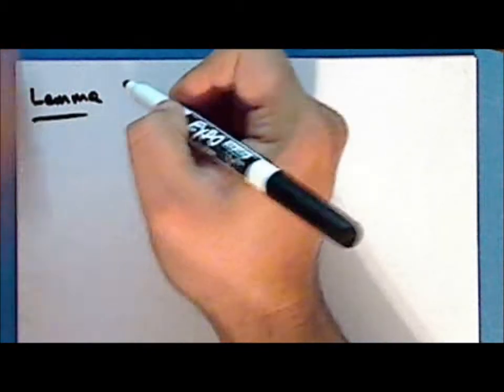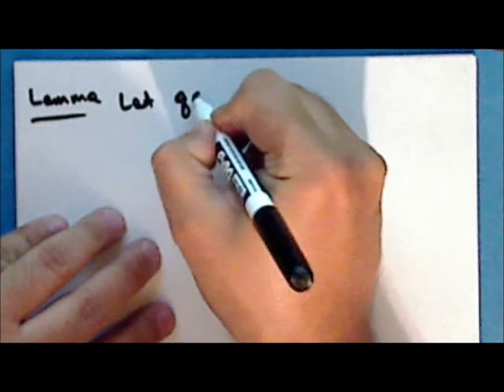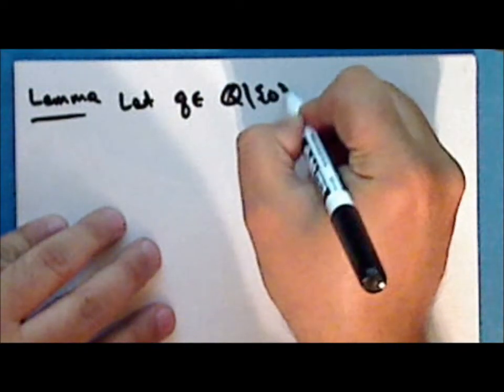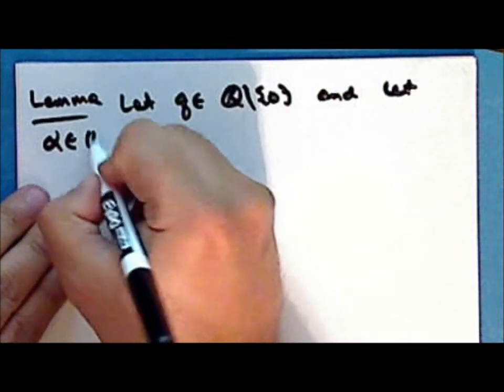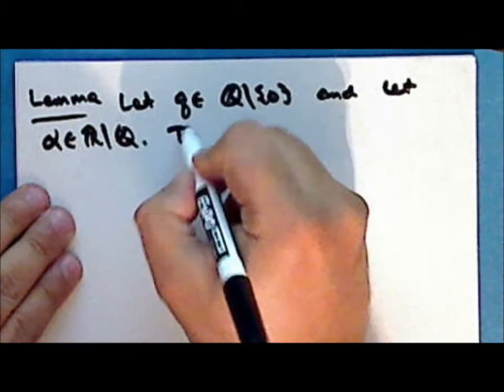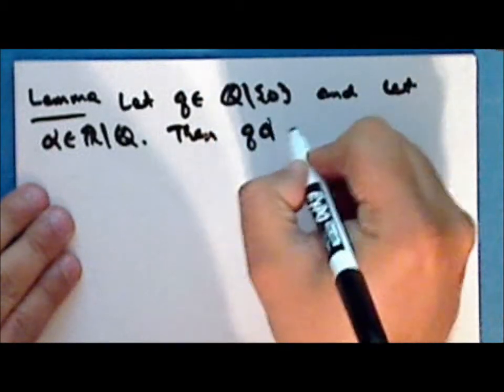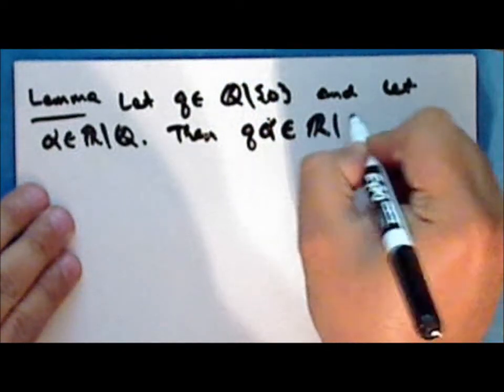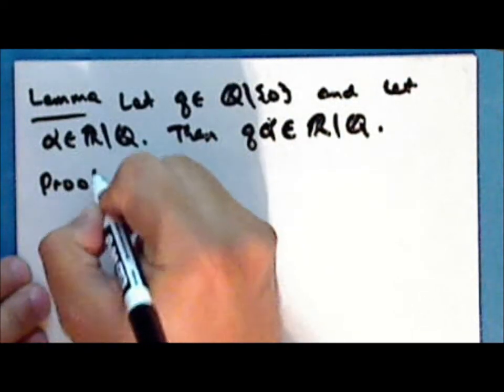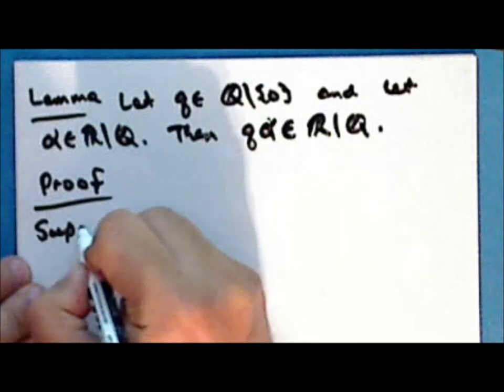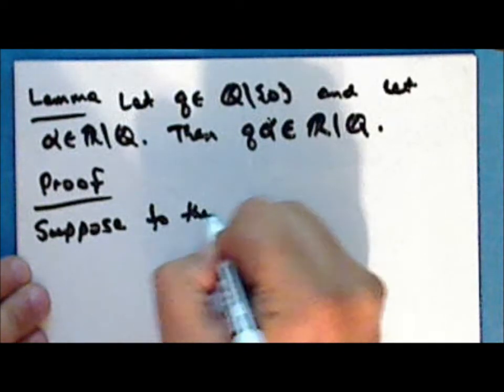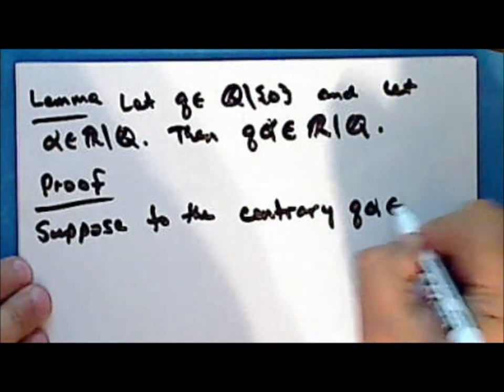So next we'll prove a lemma. Let q be a non-zero rational number, and let alpha be an irrational number. Then the product q times alpha is irrational. So proof. Suppose to the contrary that the product q times alpha is a rational number.